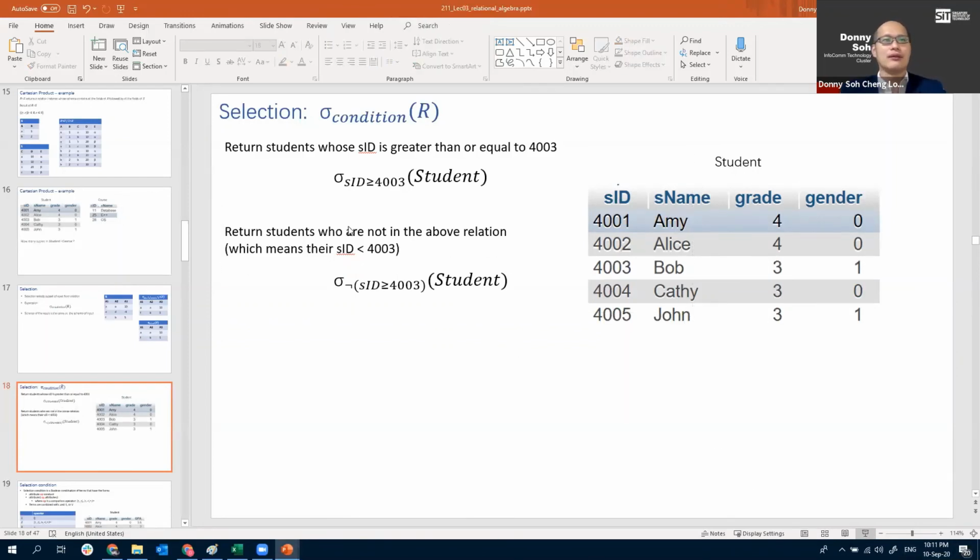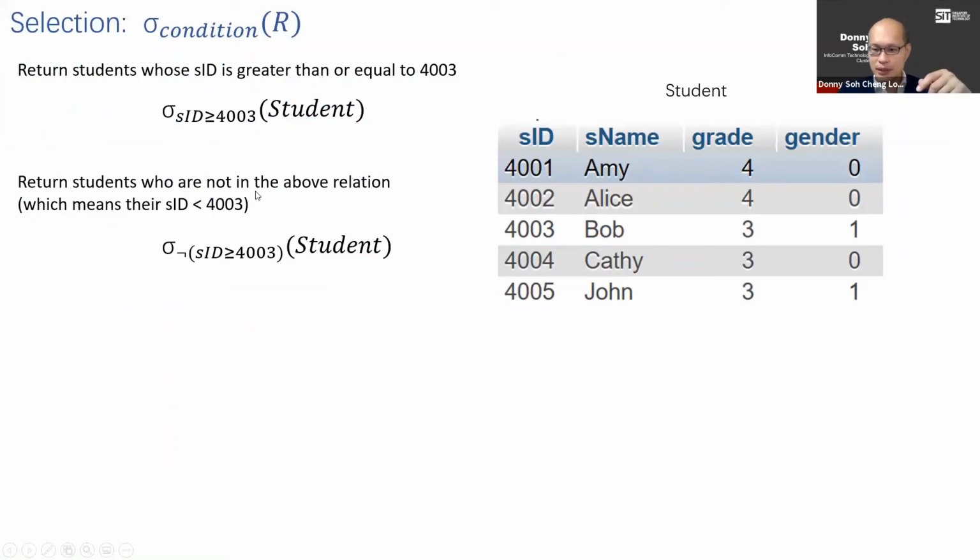Yeah, I will do this. But there's another not outside. Yeah. So there's this less than 4003 is equal to this. So these two are equivalent. So not SID greater than or equal to 4003 is actually equivalent to SID less than 4003. So these two are equivalent. Yeah. The wording is not very good, so I apologize for that. Yeah. So this will be a better way to word it.